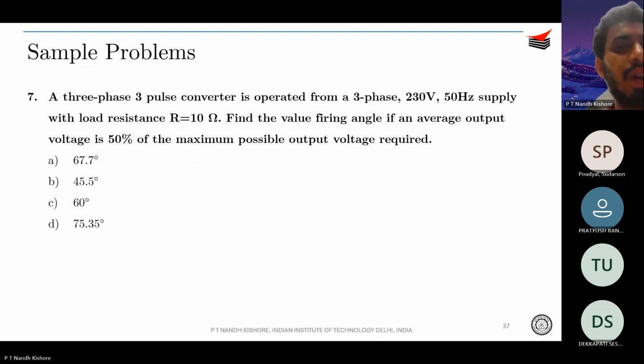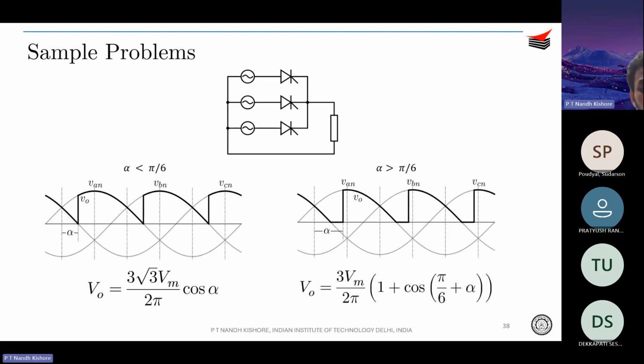Okay. A three-phase three-pulse converter is operated from a 230 volt supply. R is 10 ohms. Find the value of the firing angle if the average output voltage is 50% of the maximum output voltage required. Okay. So maximum output voltage. You find out what is the maximum output voltage. Maximum output voltage is obtained in the diode bridge rectifier case. So find out the maximum output voltage.